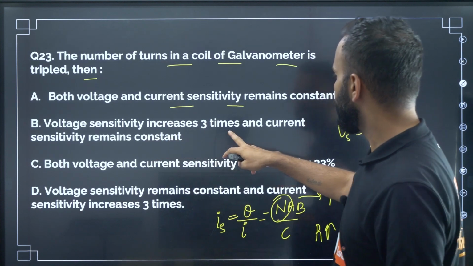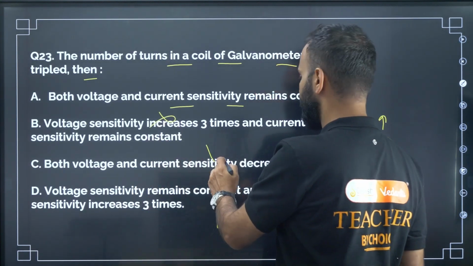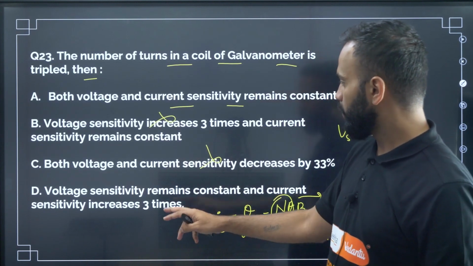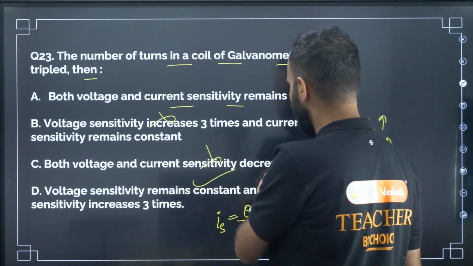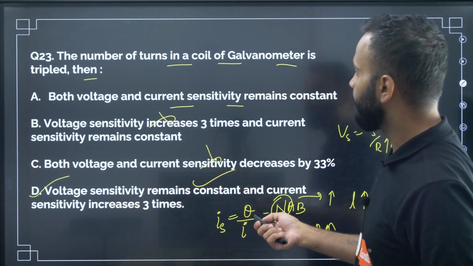Option B, voltage sensitivity increases. Wrong. Option C, both voltage and current sensitivity decrease by 33%. Wrong. Option D, voltage sensitivity remains constant. Correct. And current sensitivity increases 3 times. Correct. So option D is the correct answer.